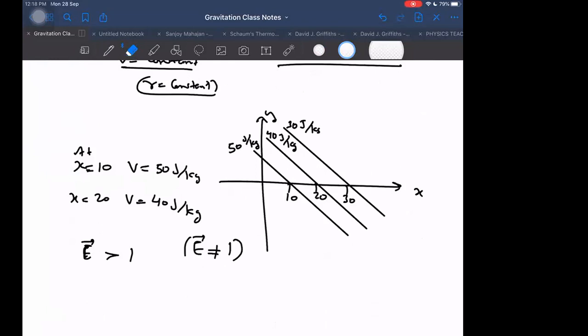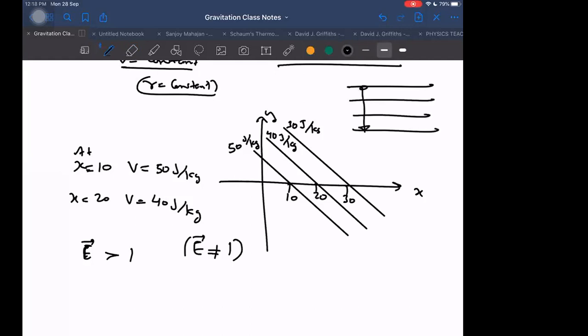So remember that the field always points in the direction of maximum decrease in potentiality, not only decrease, but maximum decrease, where it is decreasing most rapidly. For example, this is one potential, second potential, third potential, fourth potential. From here to here, it is decreasing rapidly. From here to here, it is decreasing by the same amount but covering a larger distance. So this is not the direction of the field. The field will always be vertically down because in that direction, the potential is decreasing most rapidly.